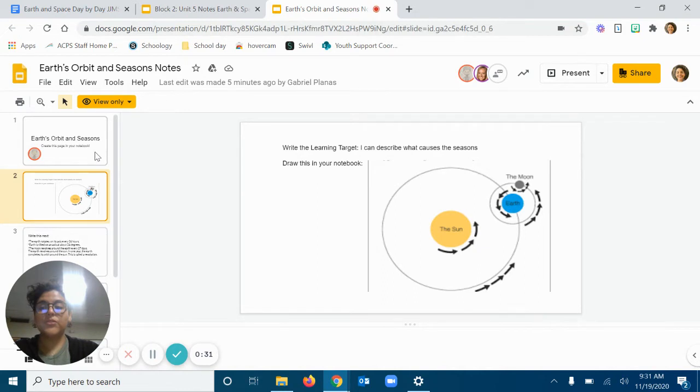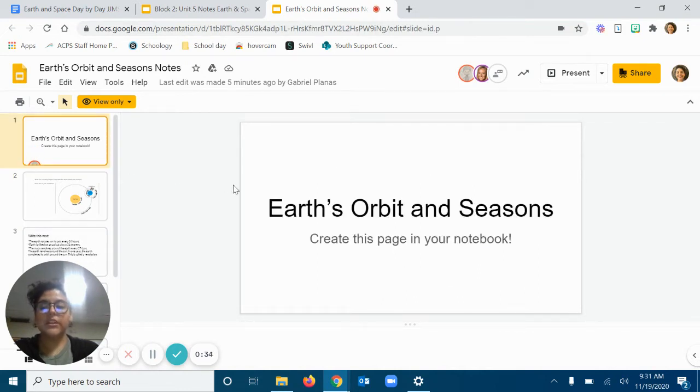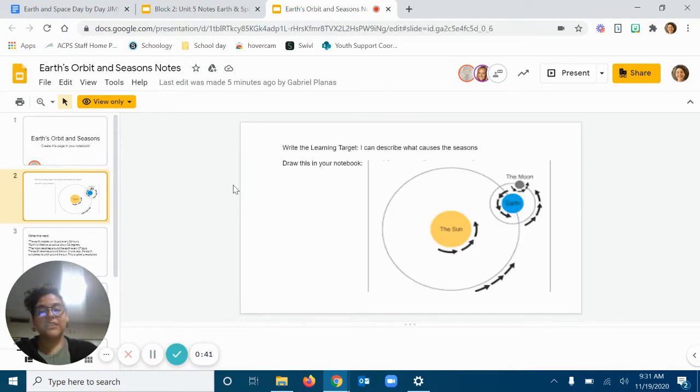So here are some simple slides for us to go over what is in our notes. Today we are talking about Earth's orbit and the seasons. Our learning target for today is that I can describe what causes the seasons.